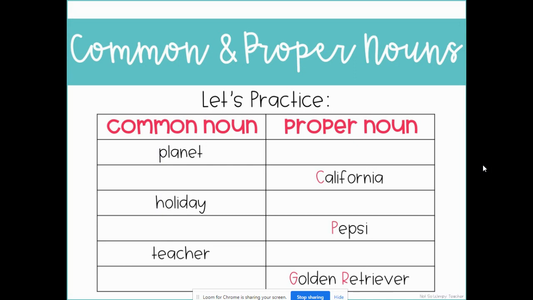All right, so what we're going to do is we're going to create this graph. We're going to draw this very same graph at the bottom. So we have common noun on one side, and on the other side we have proper noun. Okay. I'm drawing this chart just like I see it. All right, so number one has planet.